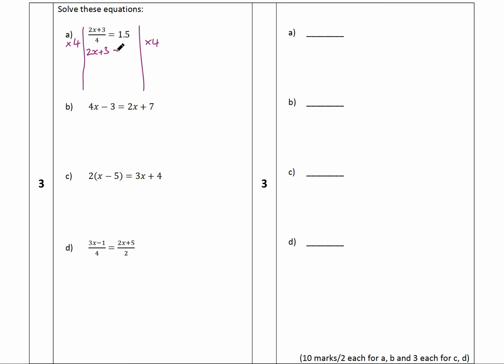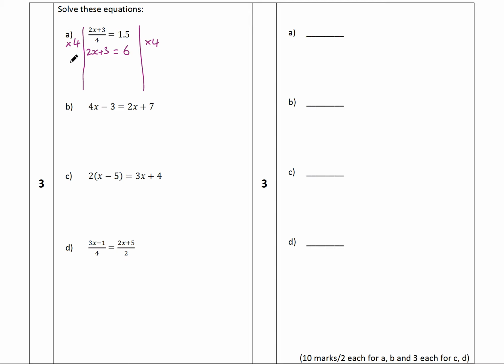Whatever you do, don't times this by 4 again and get 8x plus 12, because then you'll have effectively done it twice. Remember, the whole reason we did that was to get rid of this divide by 4. And that's all it does. If we times this side by 4, we get 6. You can use your calculator for things like that to calculate a test.